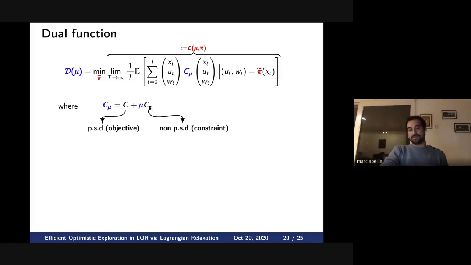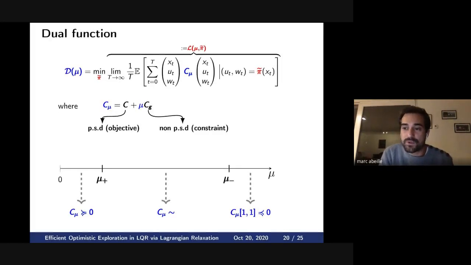So this is what I highlight in the figure below. As mu increases, the cost matrix that we have becomes less and less positive, and at some point, that I denote mu plus, it stops being PSD. Then on the right-hand side of the figure, when mu is very, very large, so larger than some value mu minus, its important first block becomes negative. And what's happening in between? Well, the inertia of C mu varies when mu increases, and we have both positive and negative eigenvalues.